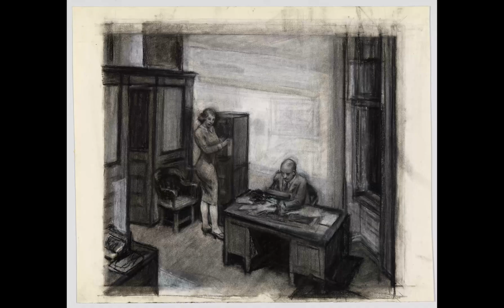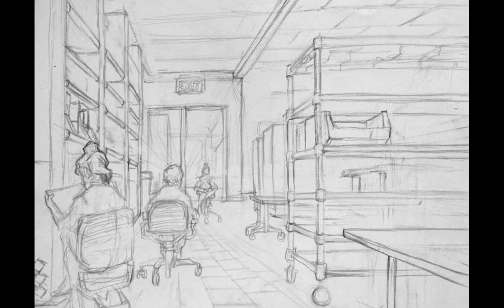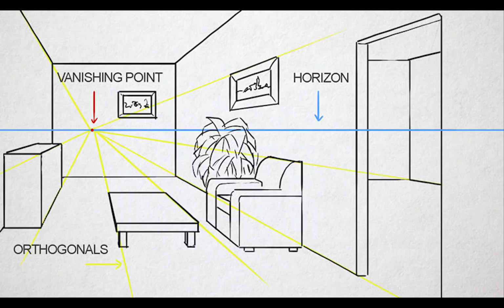There are many ways to show spatial illusion in a drawing, but today we want to focus on linear perspective. Linear perspective is a system of creating an illusion of depth on a flat surface. The three components essential to linear perspective are parallel lines, called orthogonals, the horizon line, and a vanishing point.